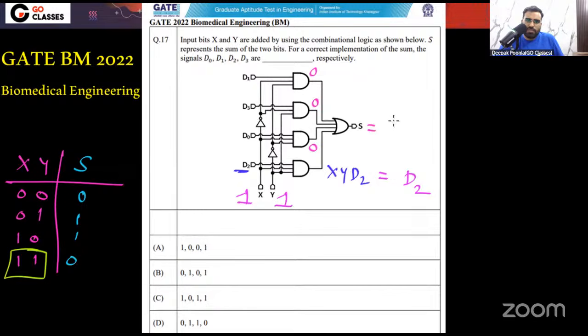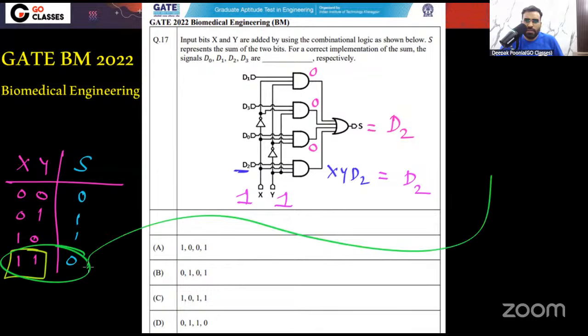So here, S will be equal to D2. And you can see S must be 0, because when X and Y both are 1, 1, then this S must be 0. So I can say that D2 must be 0. So I can say option A is correct, and I can eliminate options B, C, D.